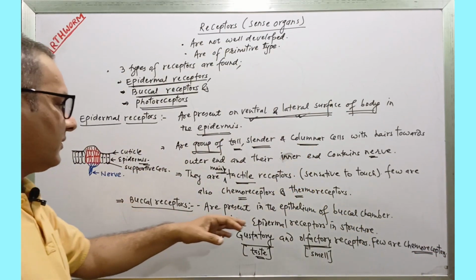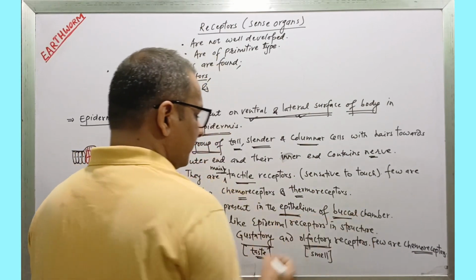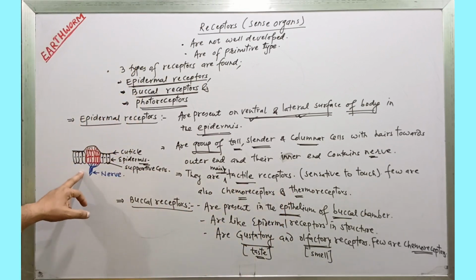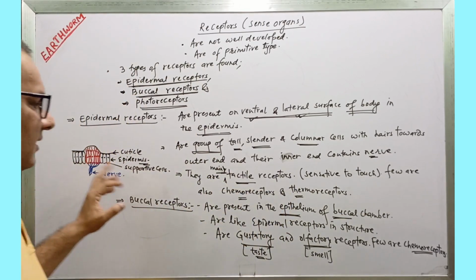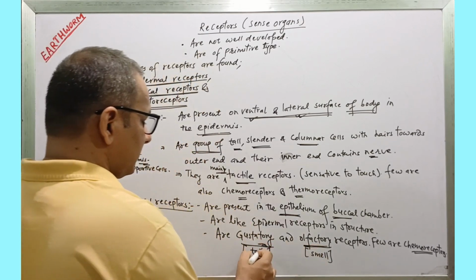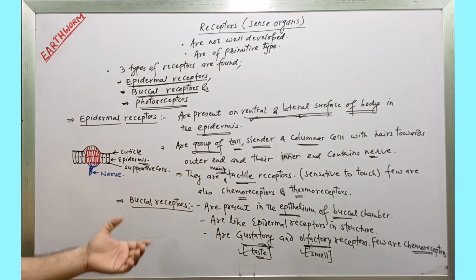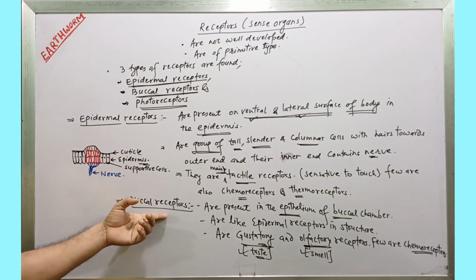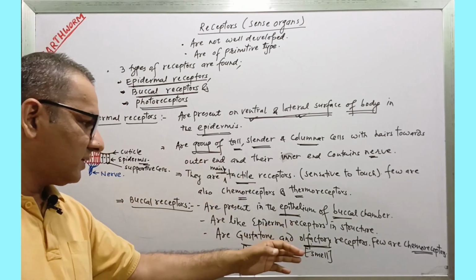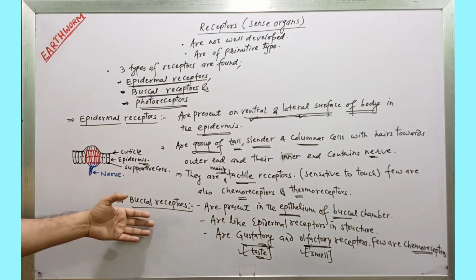Buccal receptors are present in the epithelium of the buccal chamber, and they are edge-like as epidermal receptors in structure, and they are gustato and olfactoreceptors. Gustatoreceptors detect the taste, olfactoreceptors detect the smell. As the food comes first into the buccal chamber, the buccal chamber detects the taste as well as smell as well as the chemical nature of the food.